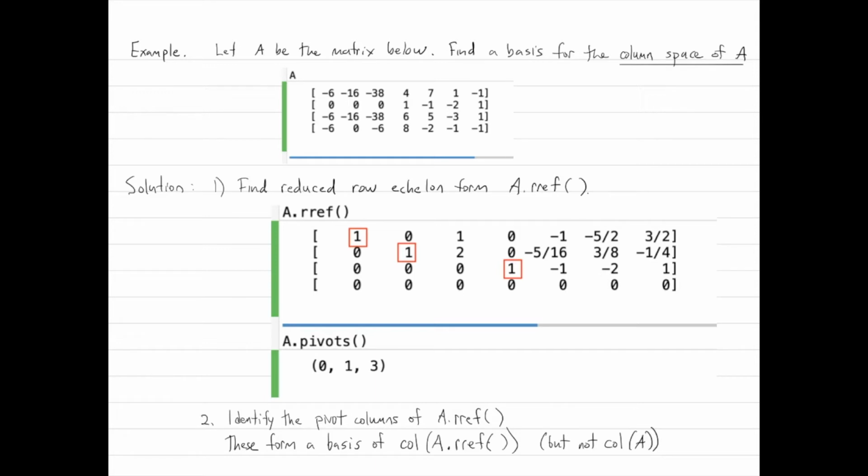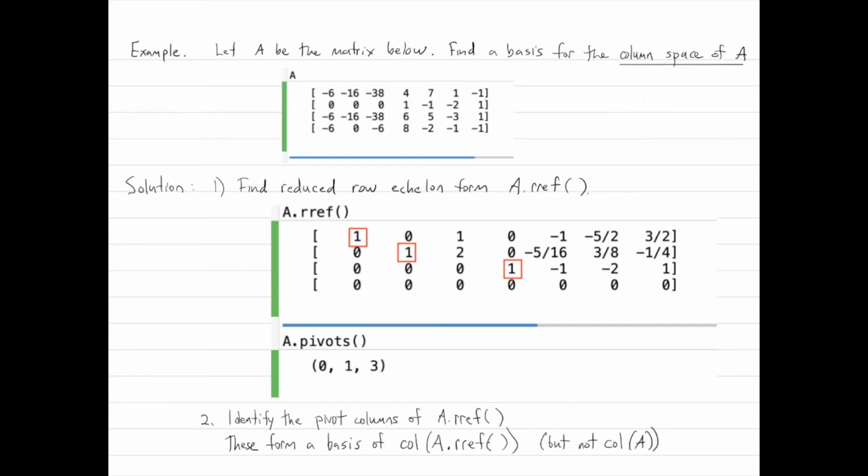Okay, so the solution is just find the reduced row echelon form of A. So in SageMath, the command is like this, a.ref parentheses. And so we get this. Of course, doing this by hand is quite tedious. We practice that a lot in chapter 1.